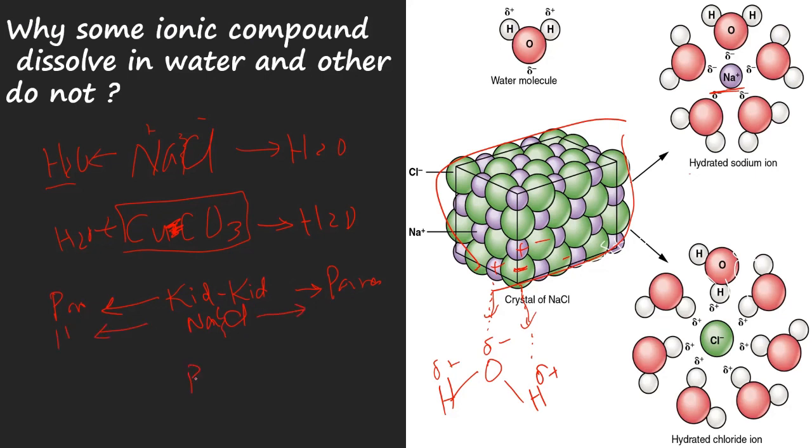But let's say two parents, parent one and parent two, are holding each other's hand, and kid one and kid two come and try to separate them. They may not be able to do that unless the parents want. Why? Because the parents' force of attraction is very strong. All right. So the same applies to some ionic compounds. When their cation and anion forces are very strong, water cannot separate them. But in some compounds it's possible.